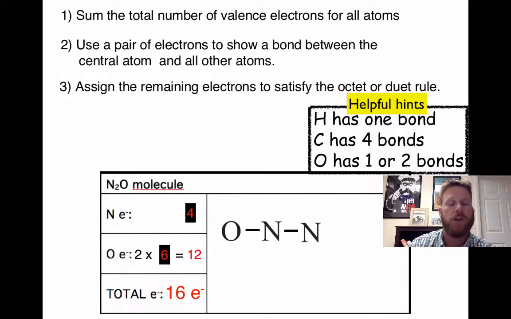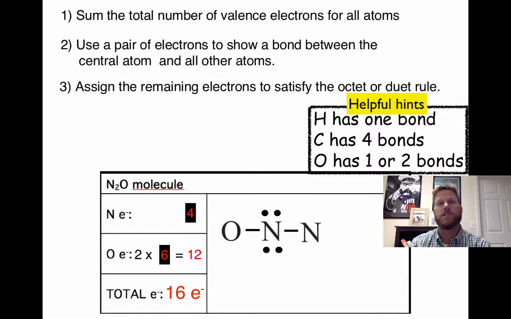Now we need to assign the rest of the electrons to satisfy the octet and duet rule. So if we've already assigned 4 electrons, that means we have 12 electrons left to assign. Now, I always like to start on the central atom and make sure it fulfills the octet rule first. So the central nitrogen is missing 4 electrons. So I'm going to start by putting 4 electrons around that nitrogen. And then this oxygen and this nitrogen each need 6 more electrons.